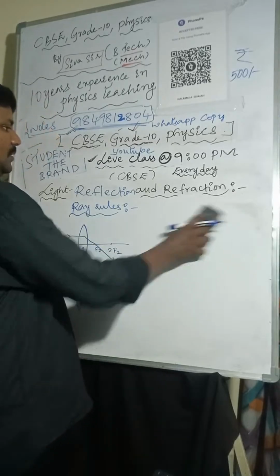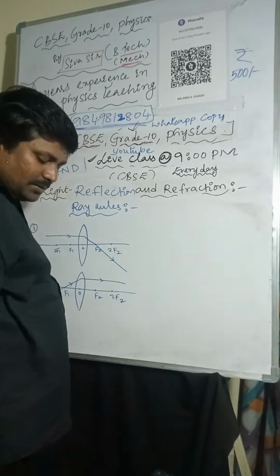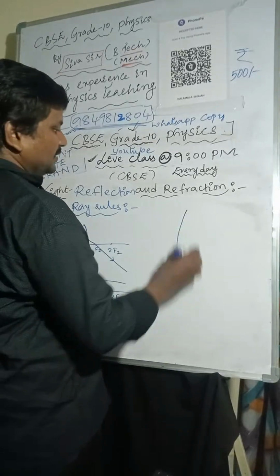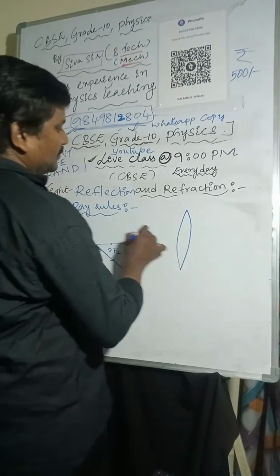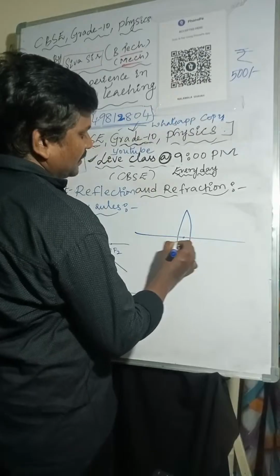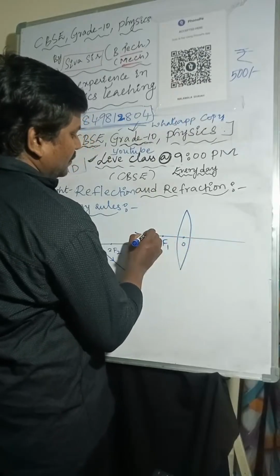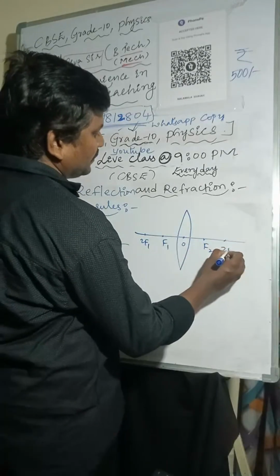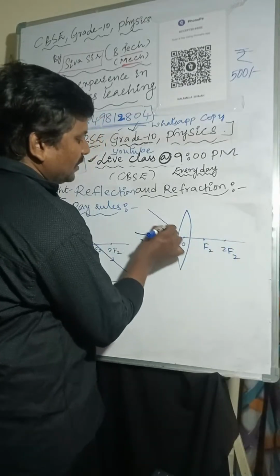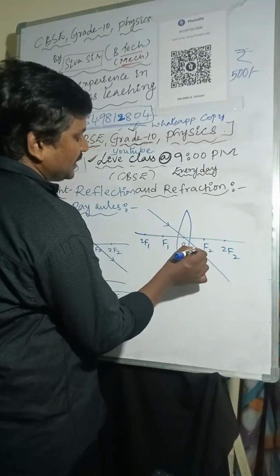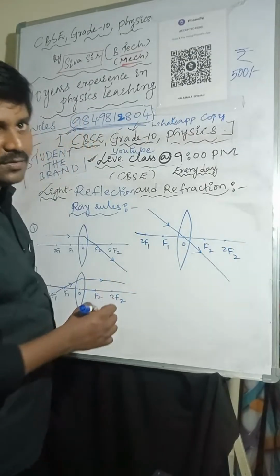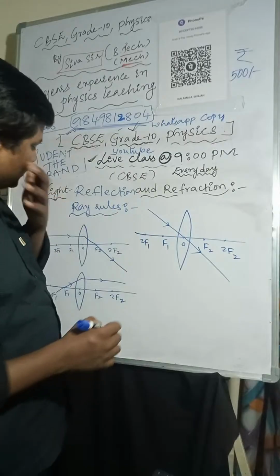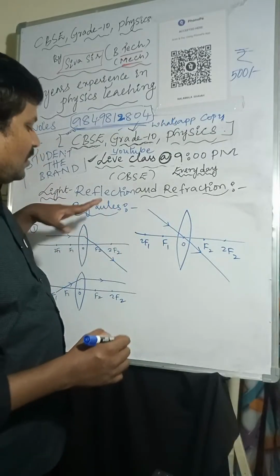Now, another light ray I am taking through the lens, like this. Optic center, F1, 2F1, F2, 2F2. If the light ray is passing through the optic center, no deviation takes place. It moves like that only. So we can understand these are the ray rules of the convex lens.